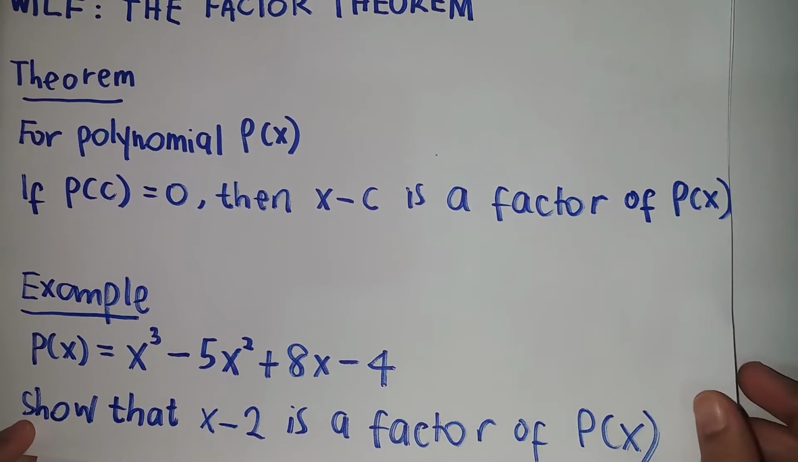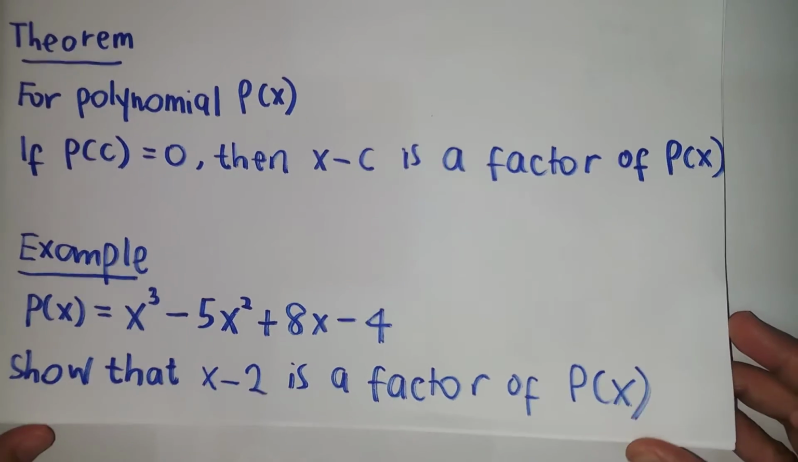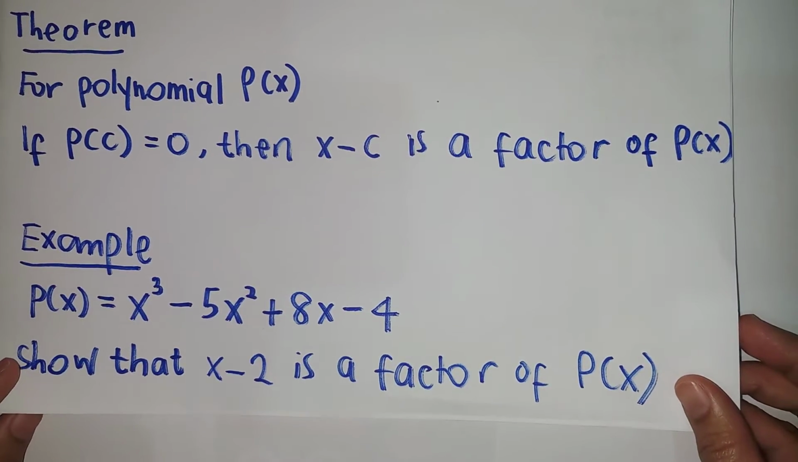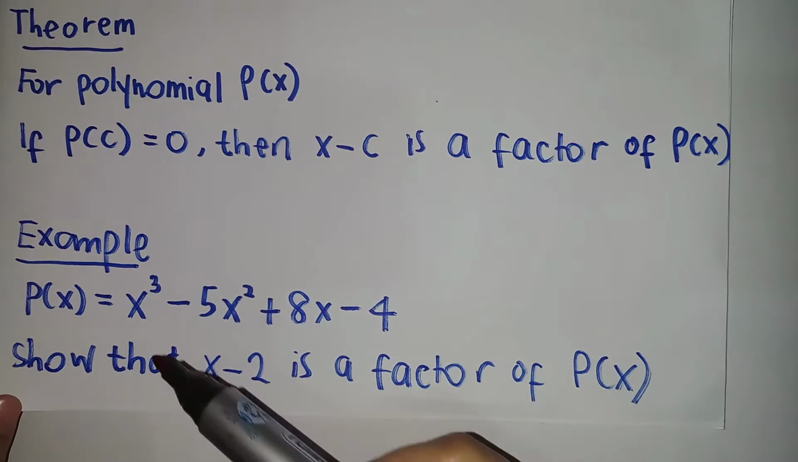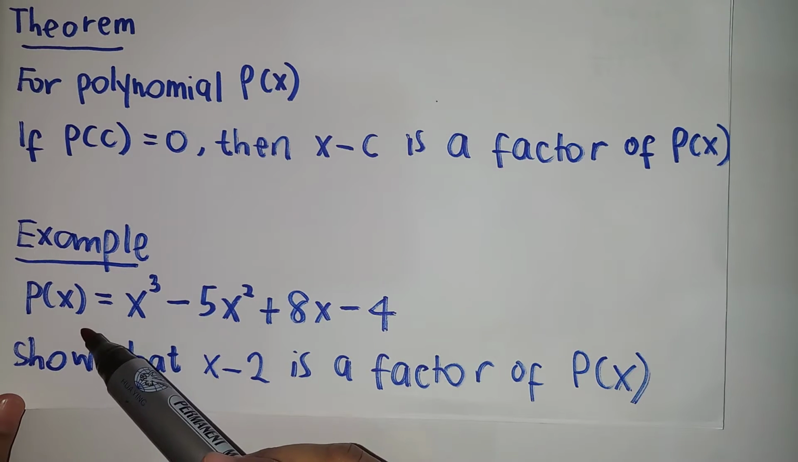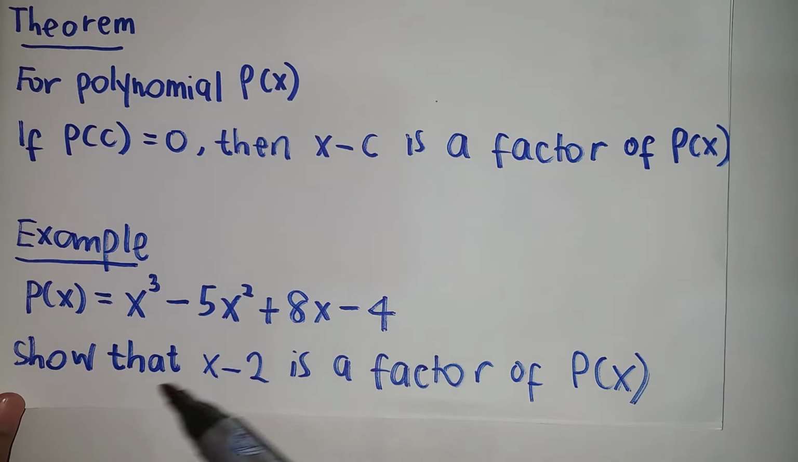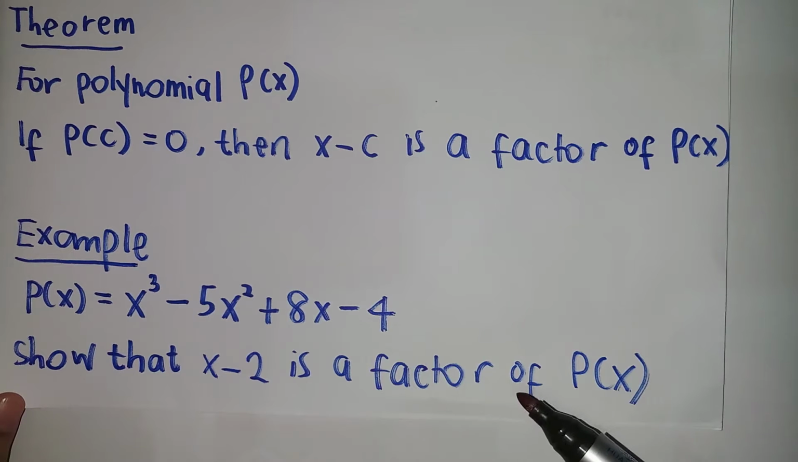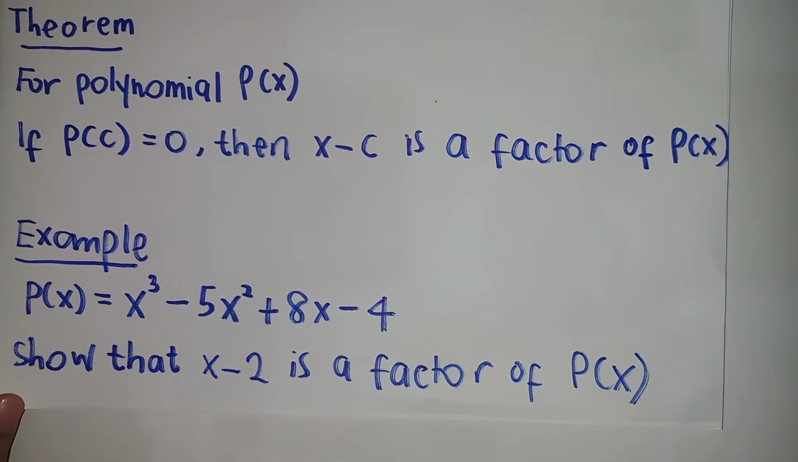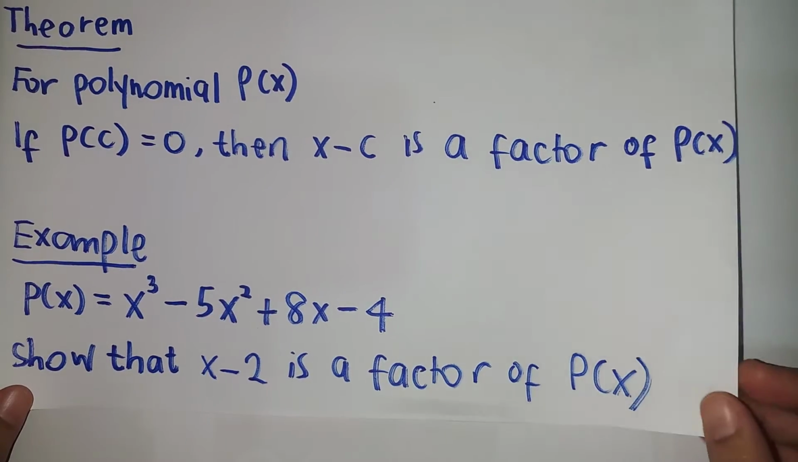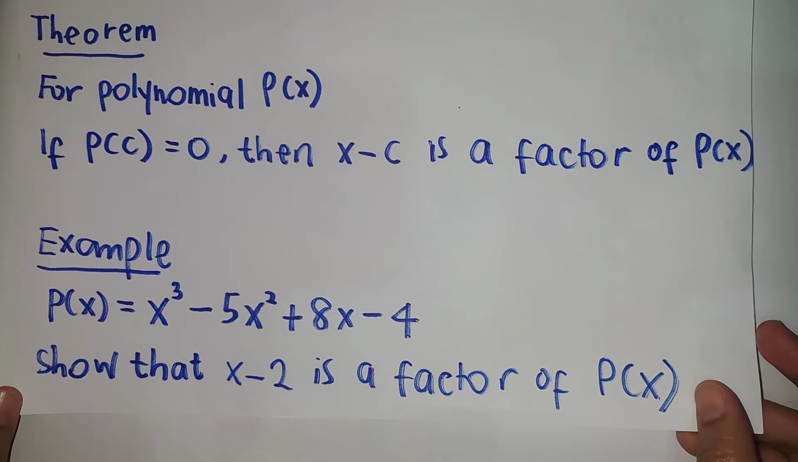So the application of the theorem is something like this. I have one example here. This is the question, this is the polynomial: P(x) equals x cubed minus 5x squared plus 8x minus 4. You need to show that x minus 2 is a factor of P(x). So how do we show this? There are 2 methods in solving this. The first method is by using the long division method.